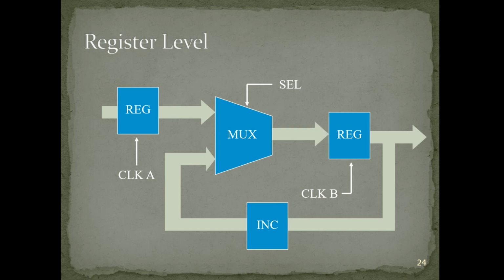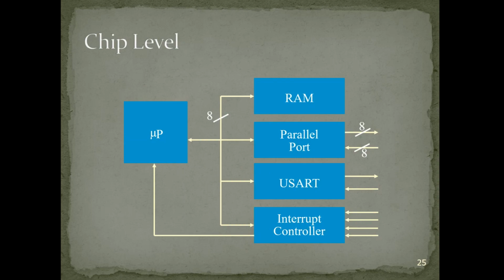If we move one step above that, we then reach the chip level. Here we might have different chips performing different functionality. So we can have a microprocessor here, a RAM chip, a chip which performs parallel port functionality, a USART chip, and so on. And then those are connected together using wires and buses as required. So this is basically one higher up compared to the previous level of abstraction.